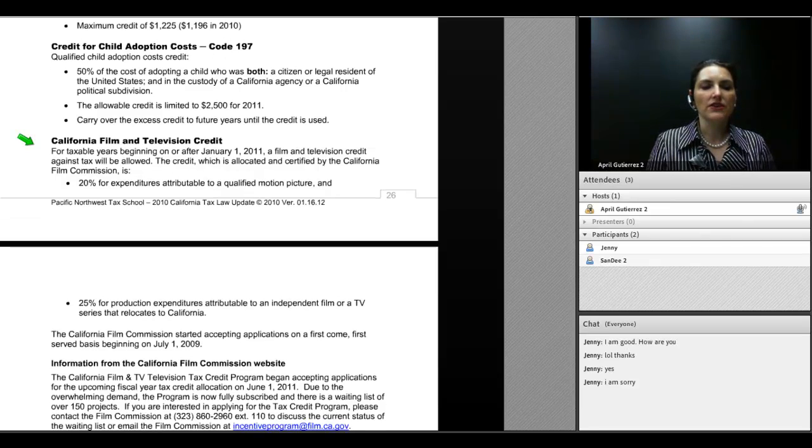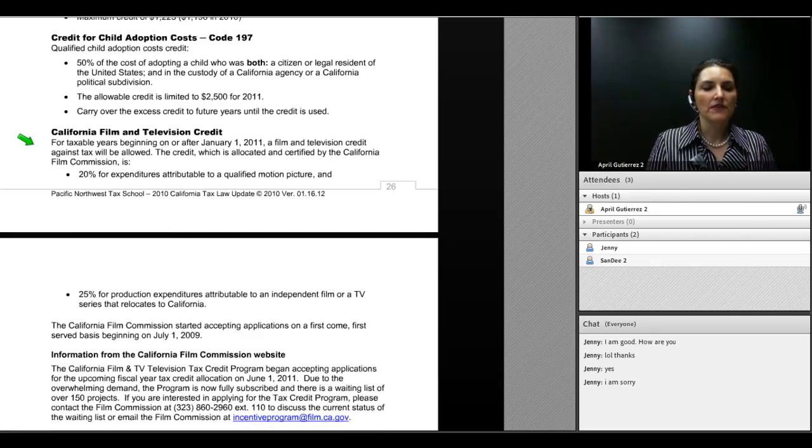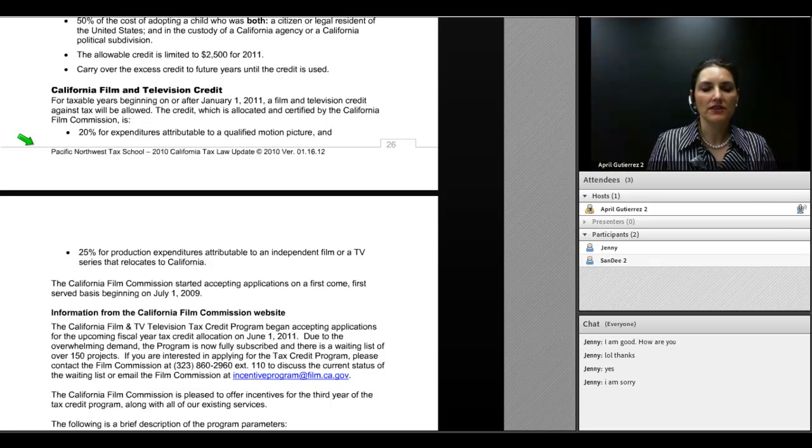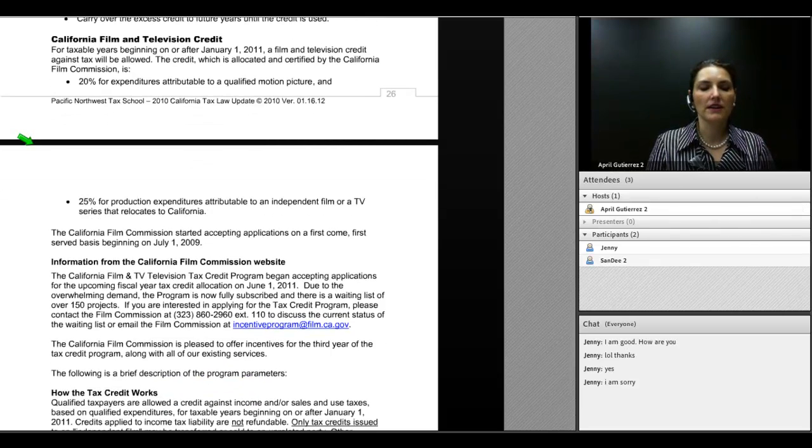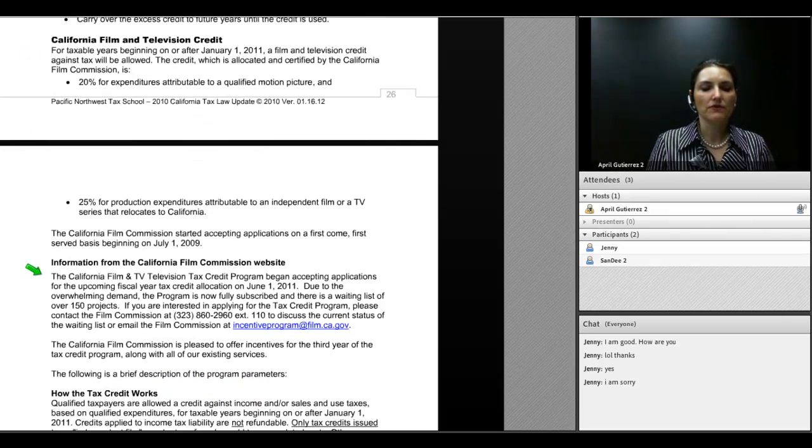California also has a relatively new credit called the California Film and Television Credit. This credit has already reached its limit, and people who wanted to claim the credit had to do an application process for it. Information about the credit is available on the California Film Commission website, and I've copied some of the information from that website into the manual.